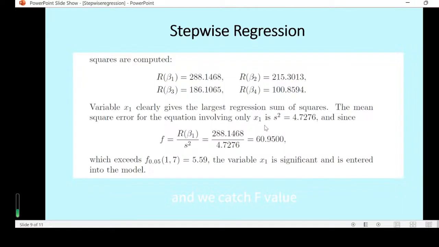And we get the F value, and for the F test with 1 and 7 degrees of freedom, because we have 8 observations in total, so here it is 7. And this number is significant. So x1 is included in the model for the first step.